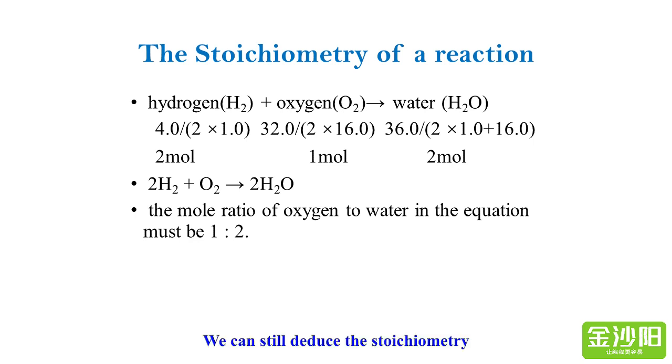We can still deduce the stoichiometry of this reaction even if we do not know the mass of oxygen that reacted. The ratio of hydrogen to water is 1/1. But there is only 1 atom of oxygen in a molecule of water, half the amount in an oxygen molecule. So the mole ratio of oxygen to water in the equation must be 1/2.